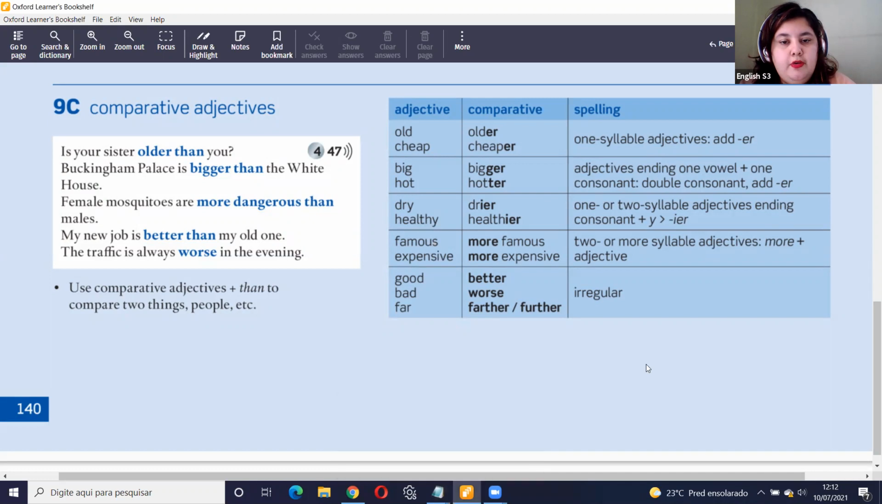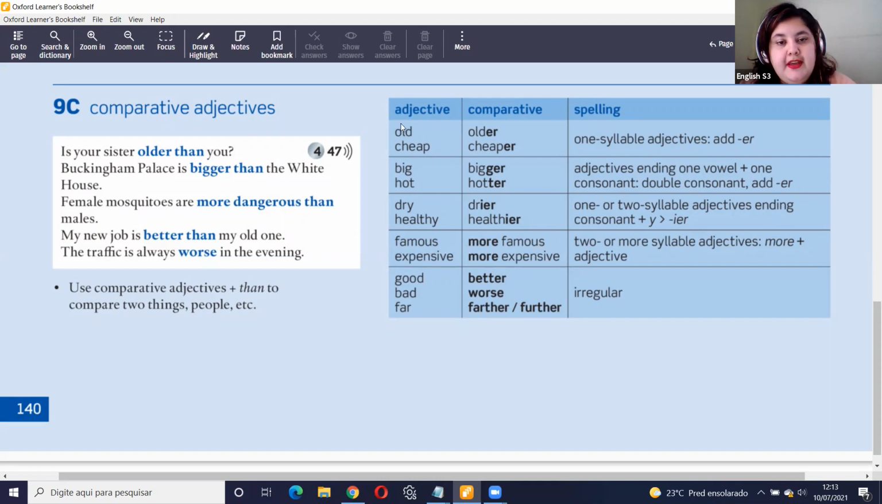E o que vai diferenciar eu saber se é longo ou se é curto? Se for longo, eu vou usar more. For example, New York is more famous than Buffalo. iPhones are more expensive than Xiaomi. Então, para longos adjetivos, long adjectives, I am always going to use more adjective than. If they are short, I have to follow some rules.